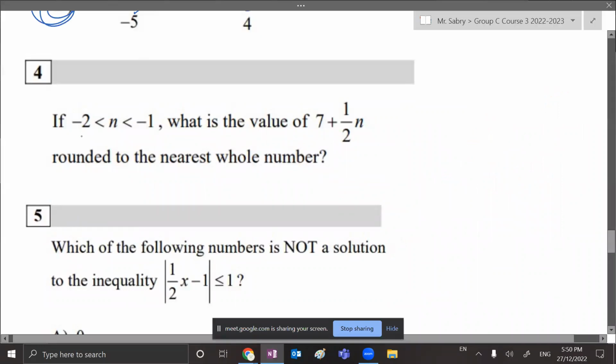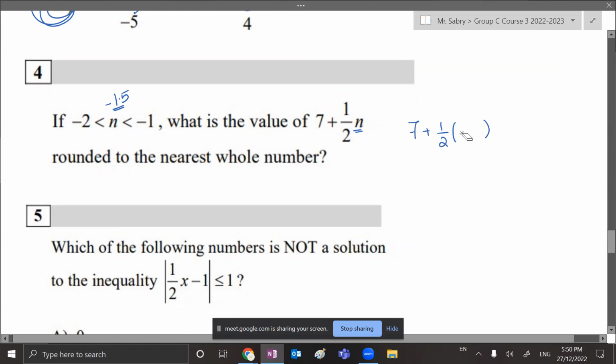It says here n is between -2 and -1. What's the value of 7 plus half n rounded to the nearest whole number? So pick a number, any number, between -2 and -1. And I think -1.5 seems to be a very reasonable choice, and substitute that over here. So now it's 7 plus half, and then multiply that by -1.5.